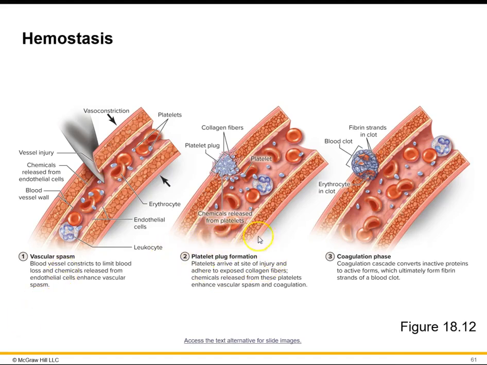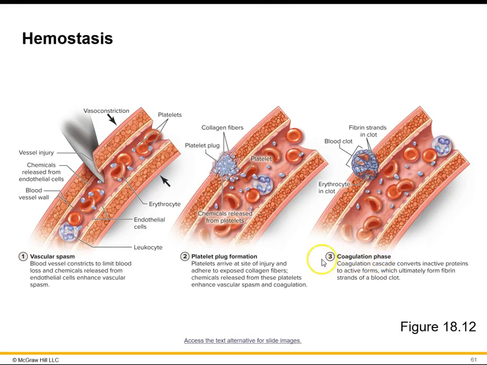Next, you're going to have the platelet plug formation. Now, when you damage these endothelial cells, they're going to have strands of collagen hanging out of them. And what happens is those platelets bind to that collagen, and then the platelets gather more platelets, which then gather more platelets through a positive feedback mechanism until the plug is formed.